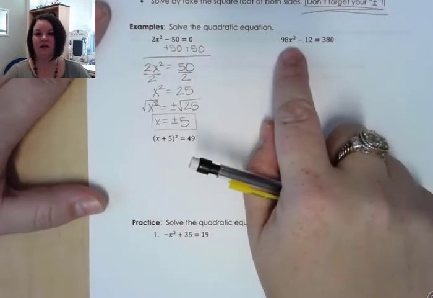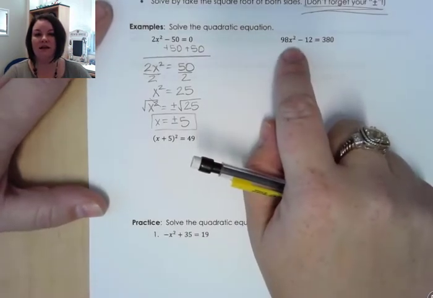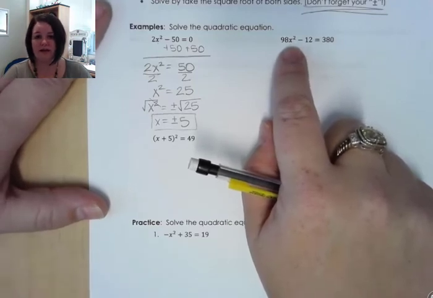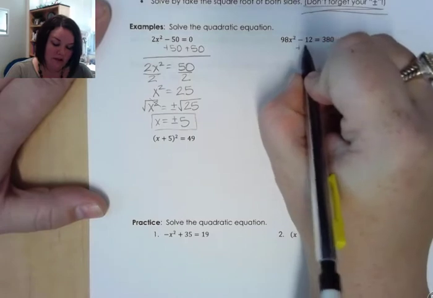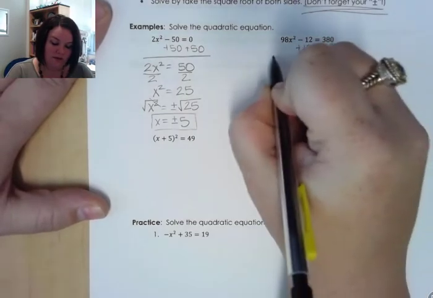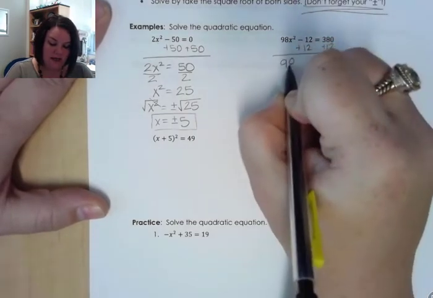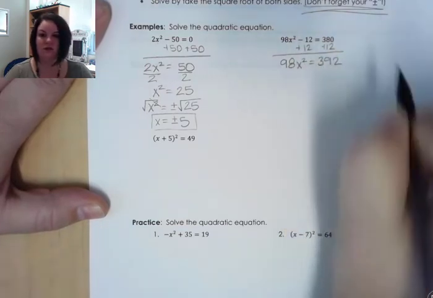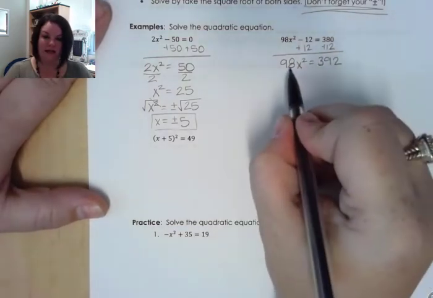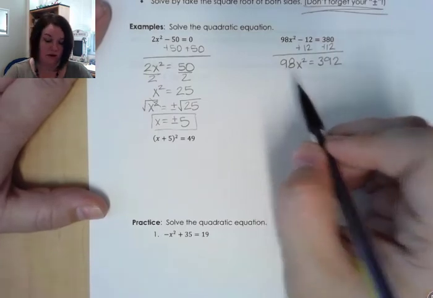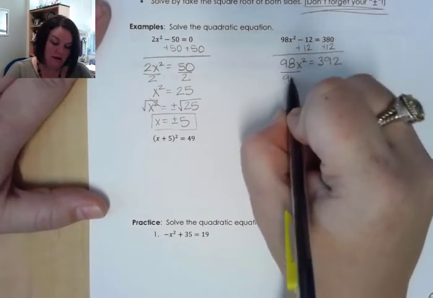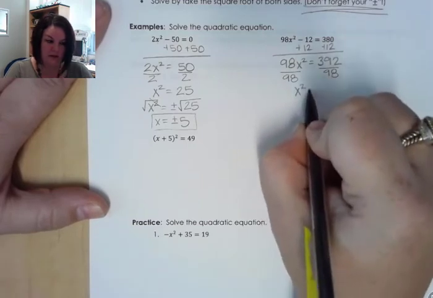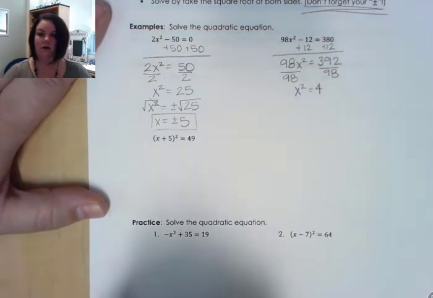Okay, let's look at another one. Let's look at this one over here. Same idea. The only thing being squared here is that little x. So I want to get that little x all by itself. So I'm going to start by moving my 12 by adding 12 to both sides. So I have 98x squared is equal to 392. And then I need to get rid of this 98 because it does not have the squared on it. It's only on the x. So I divide off the 98, which gives me x squared is equal to 4.